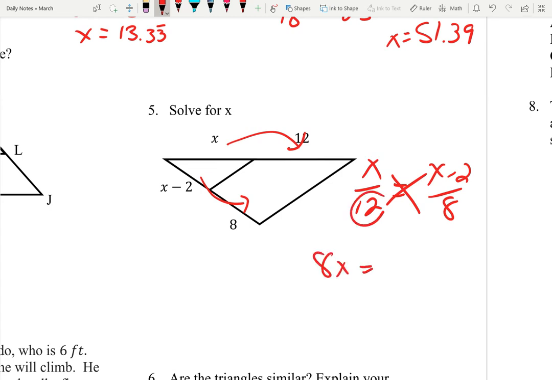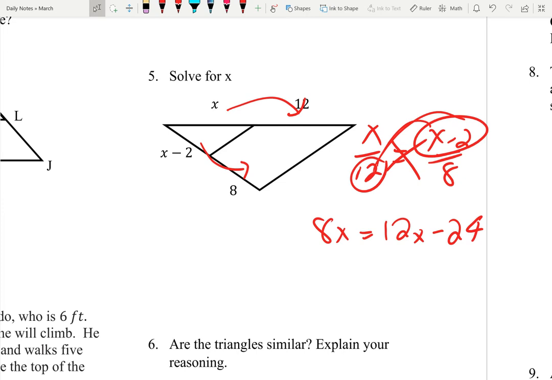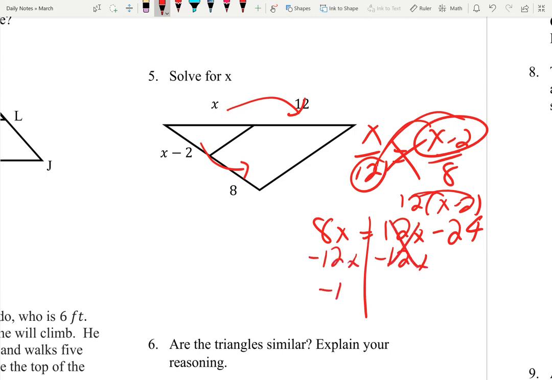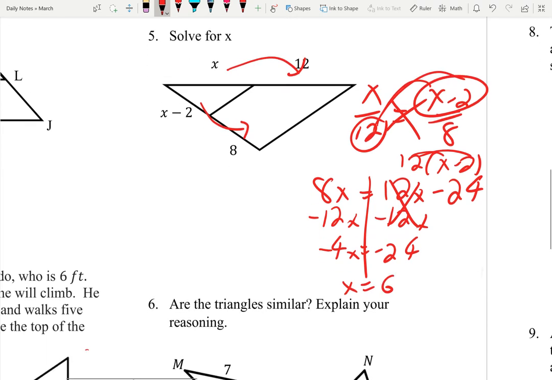The catch here is when you do 12 times x minus 2 and you cross multiply there, the 12 gets multiplied to both of those terms. So 12 times x becomes 12x, and 12 times negative 2 is negative 24. It's very important you understand that. Essentially, you're multiplying and then distributing to get 12x minus 24. So when we solve it, we have to combine our x terms. Let's subtract 12x to combine it over with 8x, and that gives us negative 4x equal to negative 24. When you divide by negative 4, we end up with x equal to 6 as our answer.